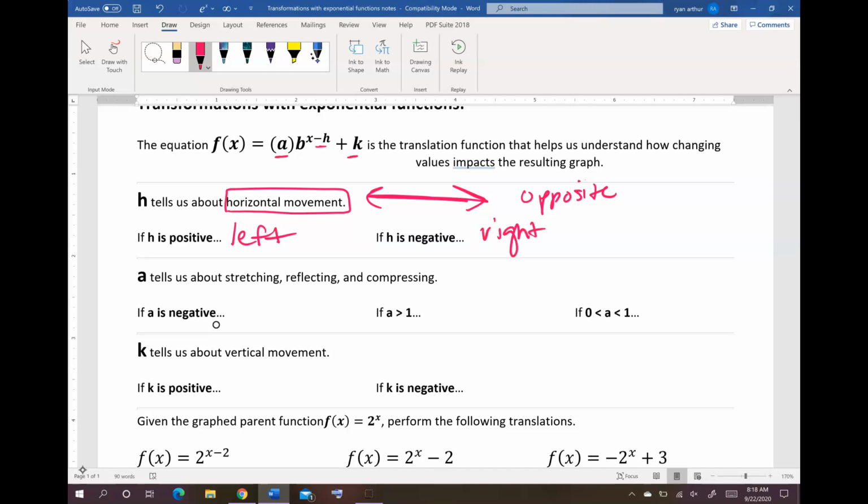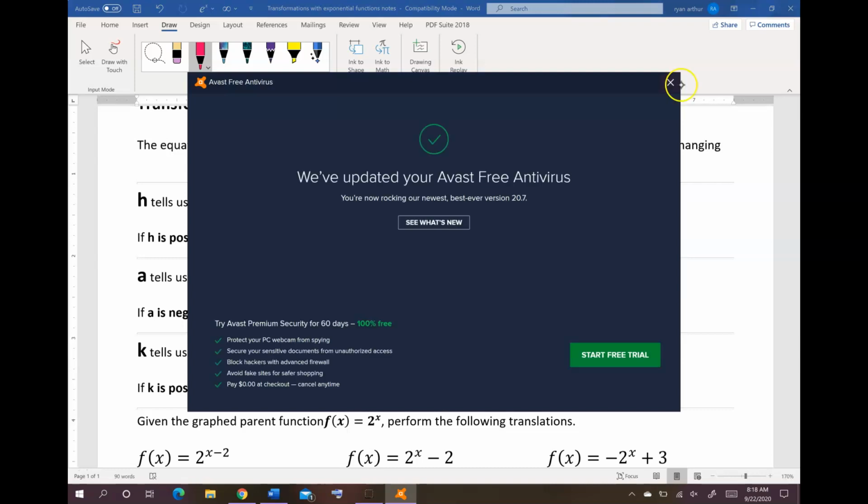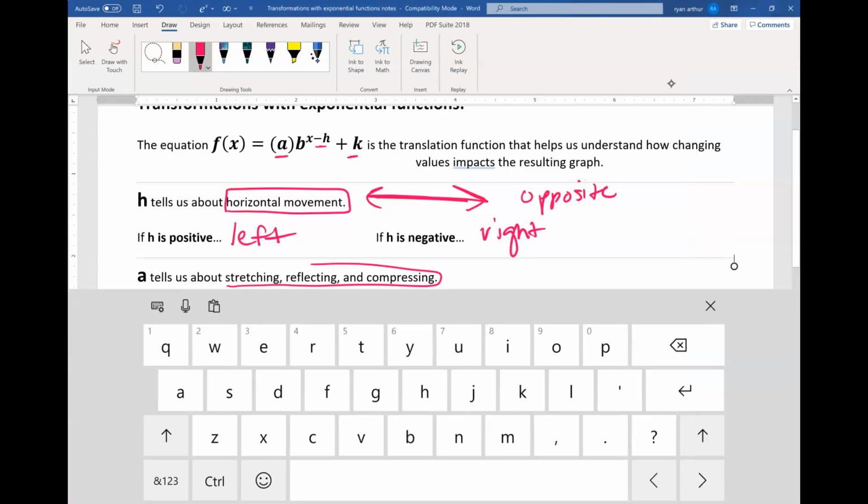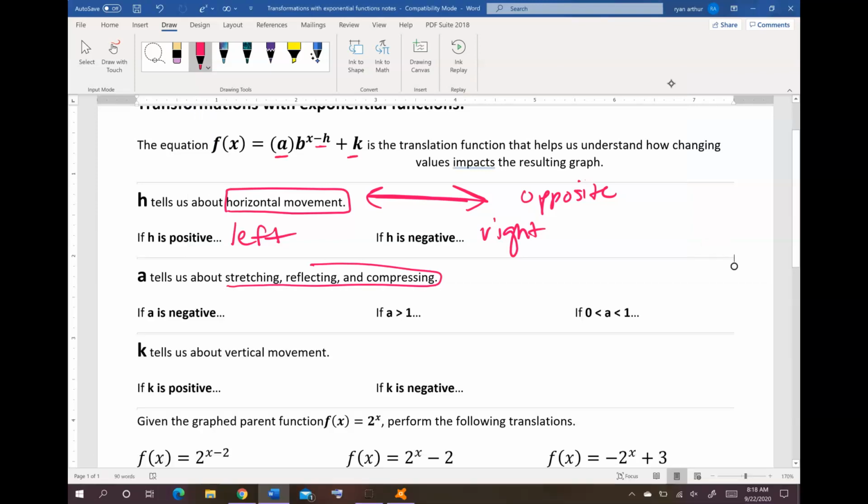Okay? Your a tells you about your stretching, reflecting, and compressing.